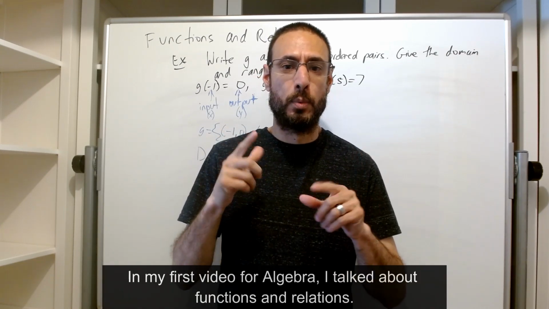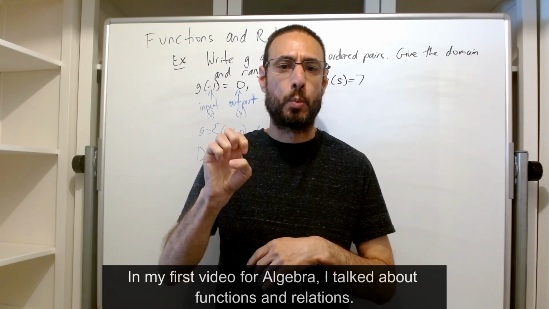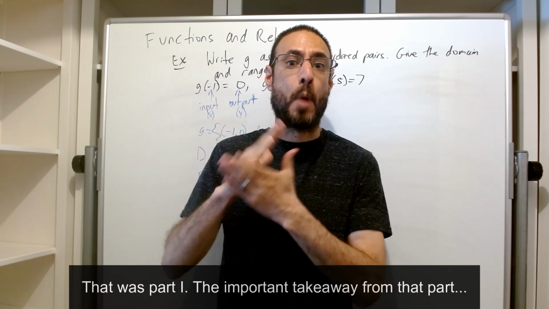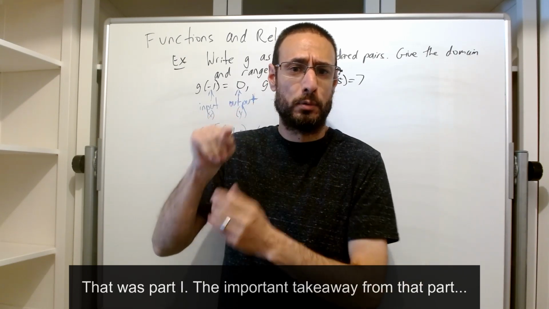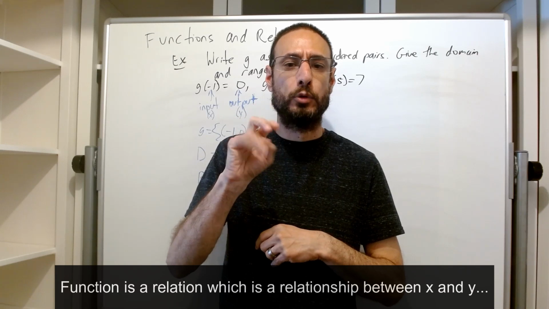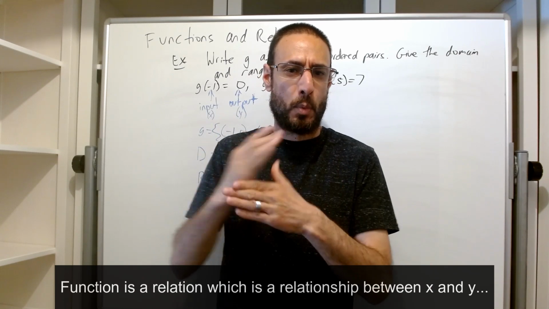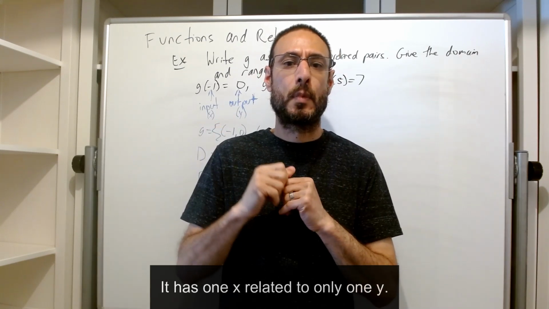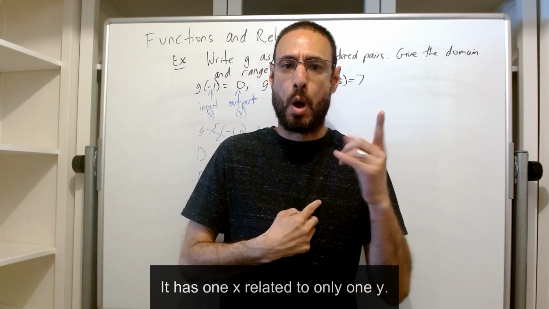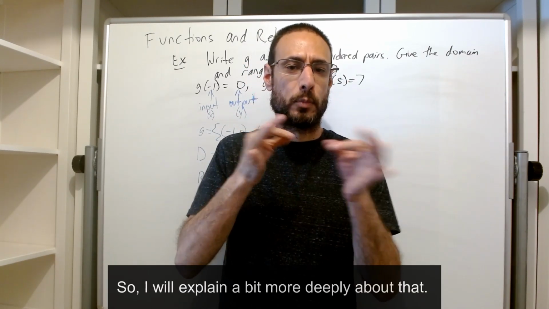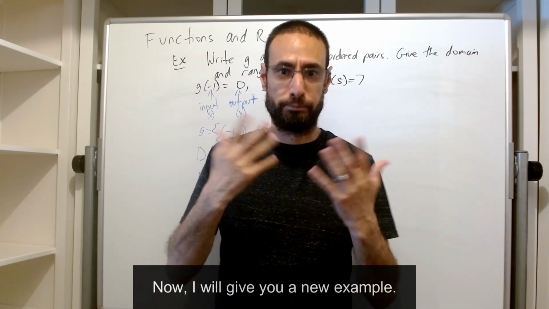In my first video for algebra, I talked about functions and relations. That was part 1. The important takeaway from that part: a function is a relation, which is a relationship between x and y. It has one x related to only one y. So, I will explain a bit more deeply about that. Now, I will give you a new example.